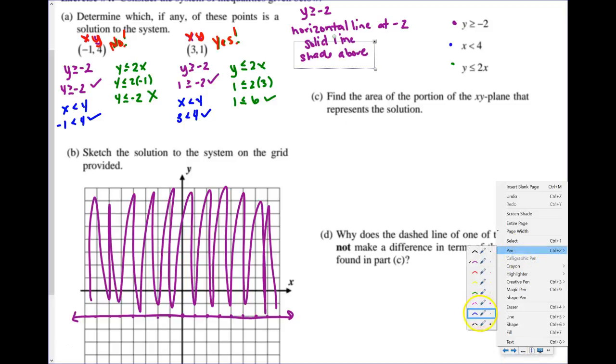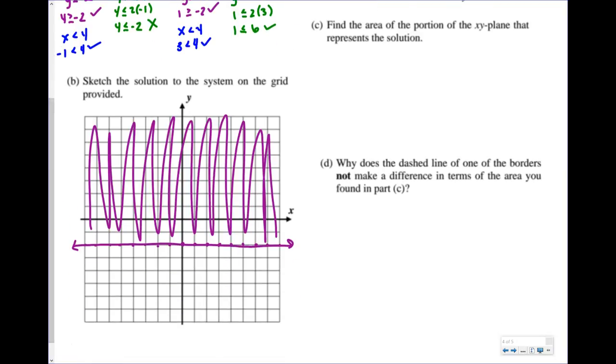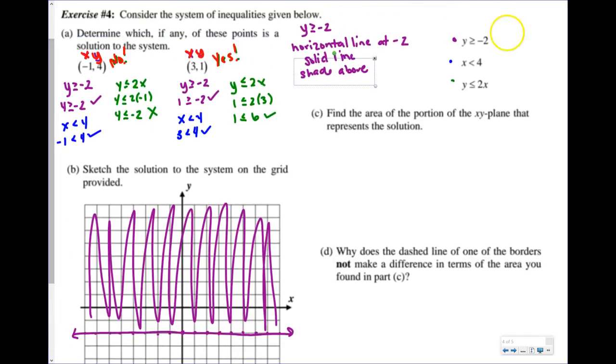The second one is blue. So let me find some space here to do the blue one. So the blue equation is x is less than 4. So x is less than 4 is going to be a vertical line at 4. I'm going to have a dotted line, and I'm going to shade to the left because this is a vertical line.